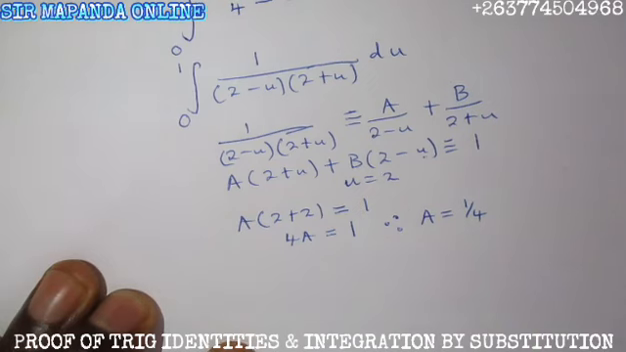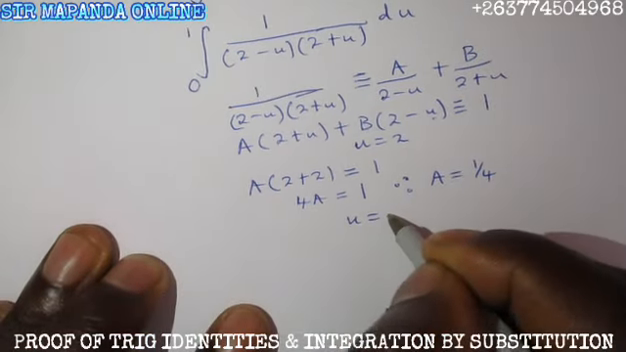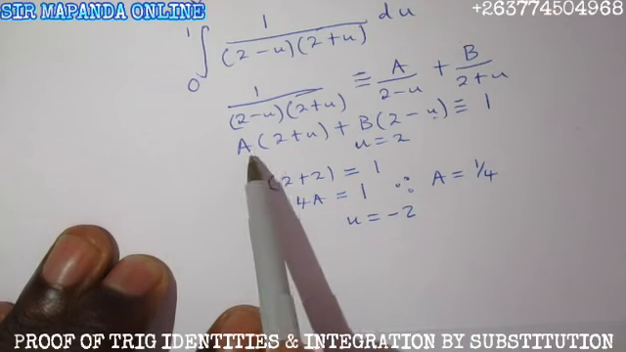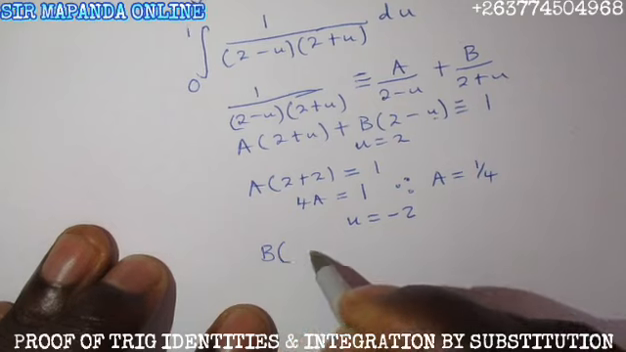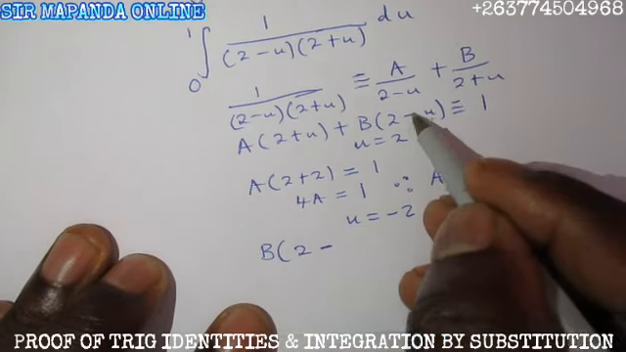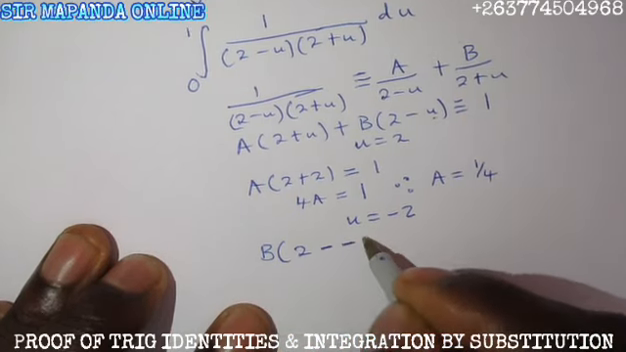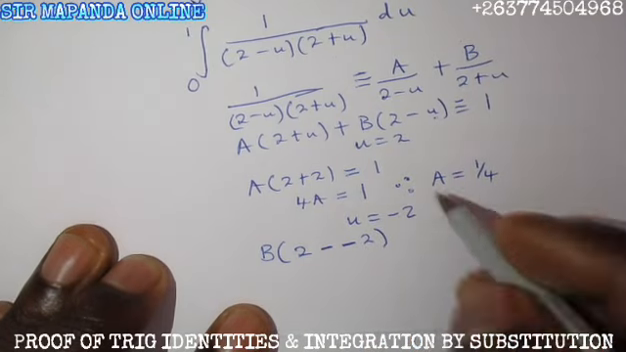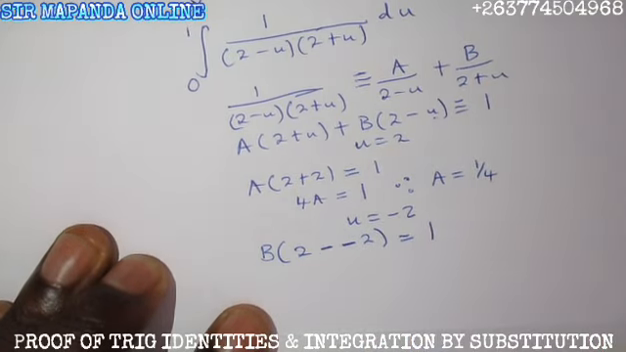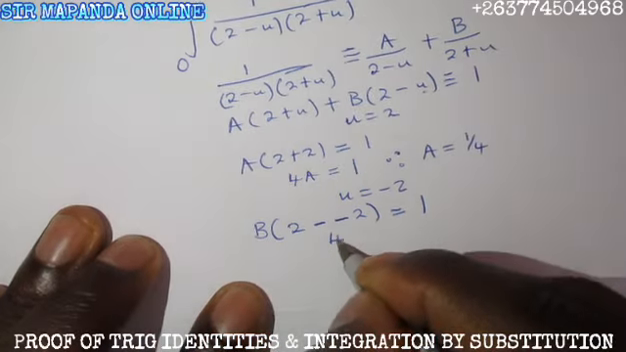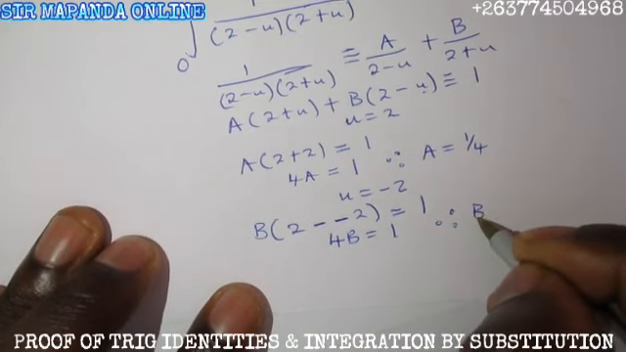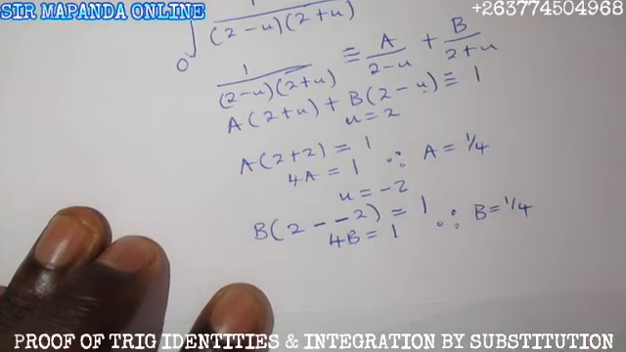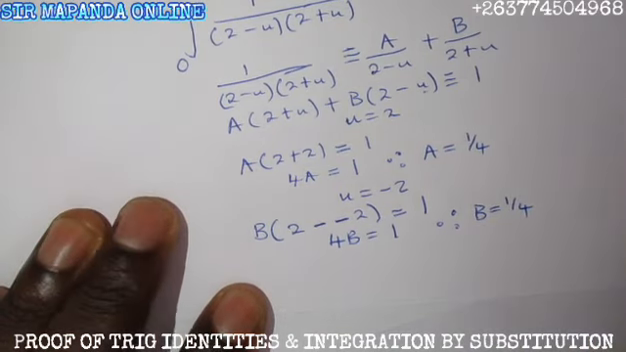I hope you are following. Then when u is equal to minus 2, we'll be able to eliminate a for us to find b. So you write b is open bracket 2, you put minus, but u is minus 2. So you now have minus 2 is equal to 1. So 2 minus 2 is as good as 2 plus 2. You get 4b is equal to 1. Therefore, b is equal to 1/4. I hope you are following, class.